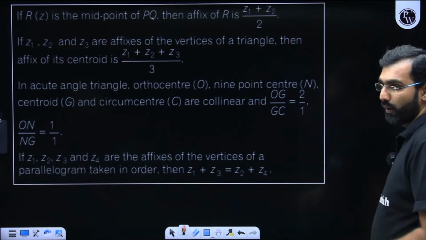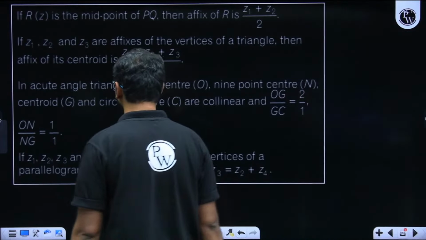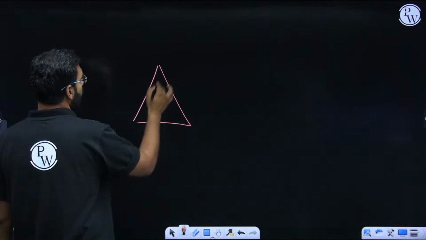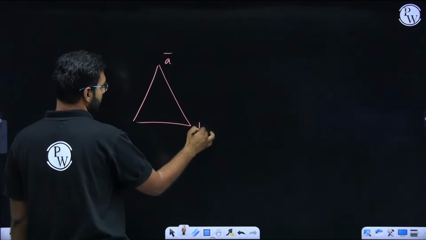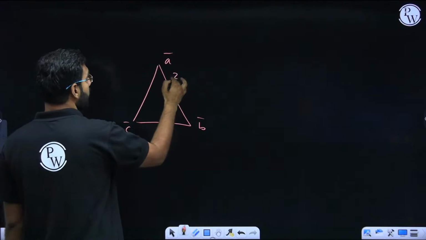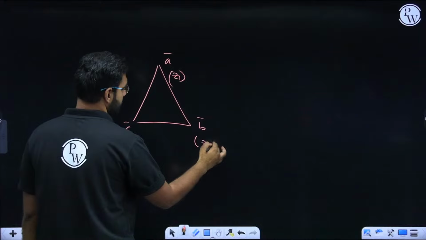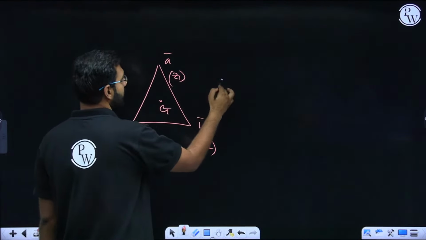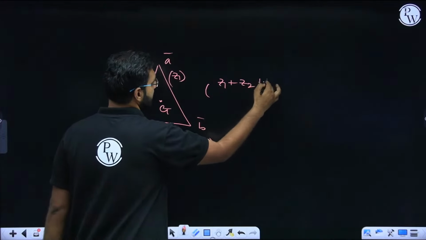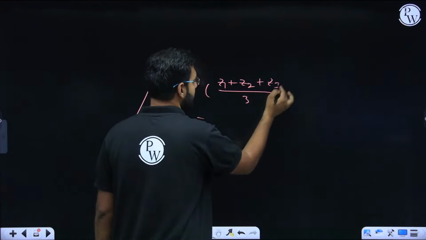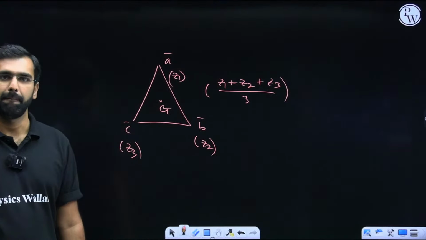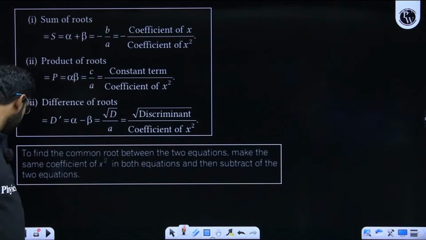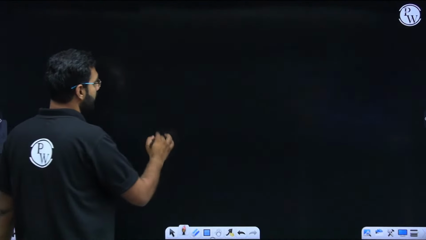Now there comes a more interesting part. If you are given a triangle whose vertices are either vectors A, B, C or complex numbers Z1, Z2, Z3, then in either case the centroid is given by Z1 plus Z2 plus Z3 by 3, or vector A plus vector B plus vector C by 3. That's something simple and easy. We all know that very clearly. Now, there is something more interesting which you've got to remember here. Please remember this as a result.